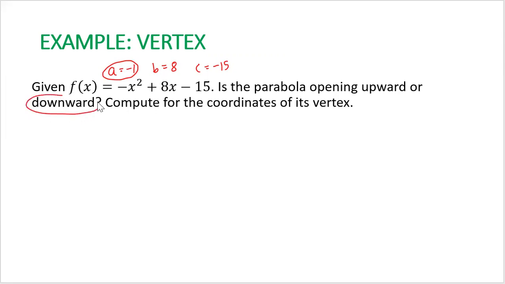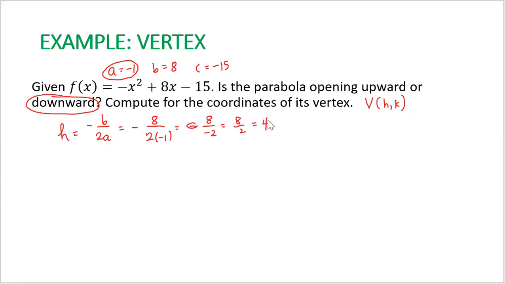Now, to compute for the coordinates of its vertex, the vertex is V with coordinates h comma k. The formula for h is negative of b over 2 times a. In this case, b is 8. So we have negative of 8 divided by 2 times a, which is negative 1, which is equal to negative 8 over negative 2. But since we have a double negative here, this is just 8 over 2, which is equal to 4.